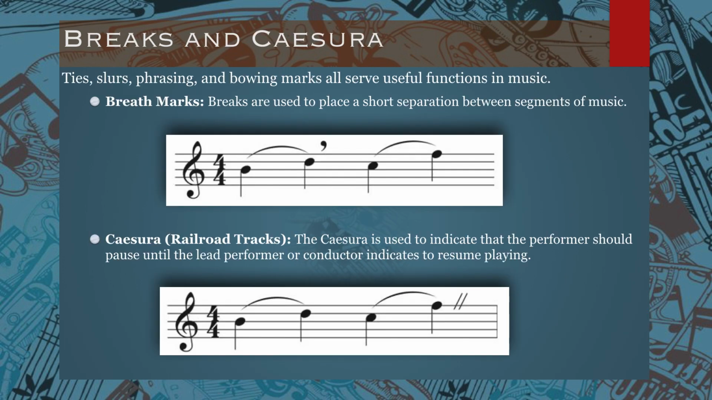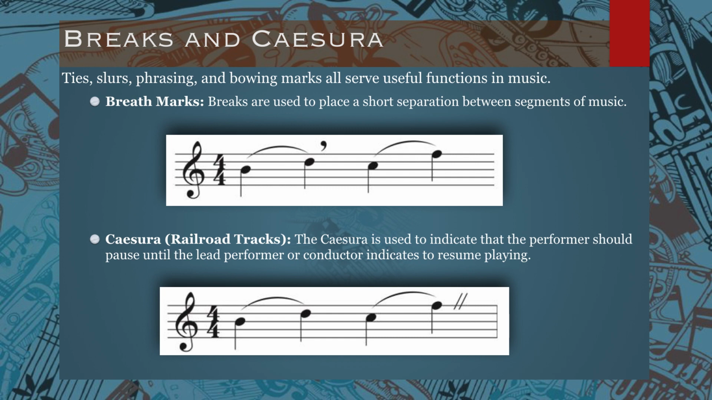Okay, now we're going to talk about breaks and the caesura. So ties, slurs, phrasing, and bowing marks all serve useful functions in music. Breath marks are placed between notes to provide a short separation between segments of music. So the breath mark is when the composer has a very specific place where they want a separation or they want the performer to breathe. And it just looks like an apostrophe there between the two notes. You see that in the first image.